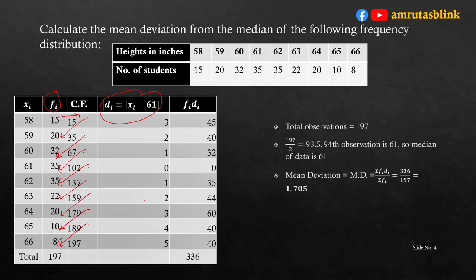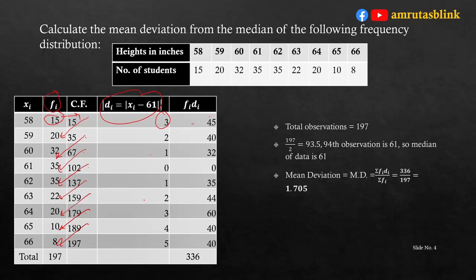Now, this 15 into 3 is equal to 45. Similarly, 20 into 2 is 40. Now, this 32 into 1 is equal to 32. Then 35 into 0 is 0. 35 into 1 is 35. 22 into 2 is 44. 20 into 3 is 60. 10 into 4 is 40. 8 into 5 is 40. So, summation of this column Fi di is equal to 336.